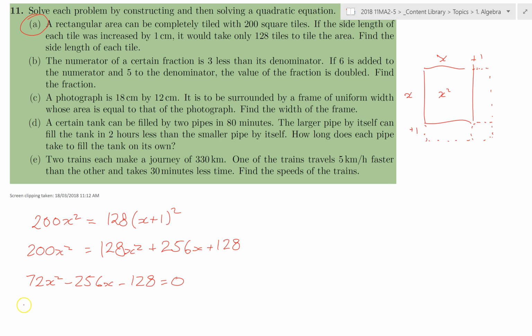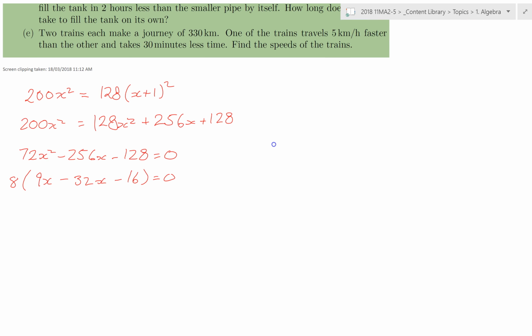I know that 256 and 128 are powers of 2, and 72 is 9 eights, so I can divide all of these things by 8. And I can divide both sides by 8. 0 divided by 8 is still 0. So in fact, when we get a common factor with a quadratic, you just take it out and throw it away. So now we're down to 9x squared minus 32x minus 16 equals 0. Still fairly tricky.